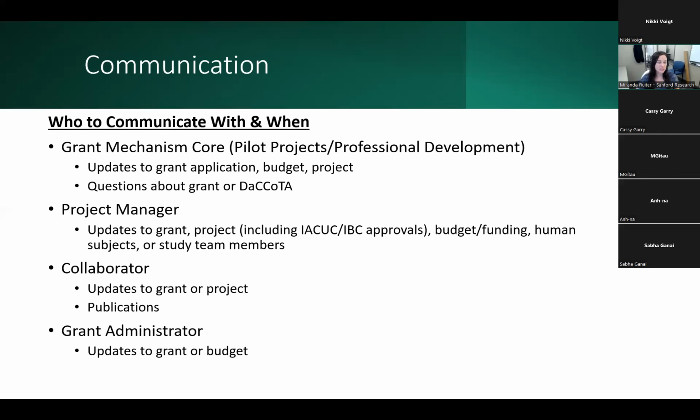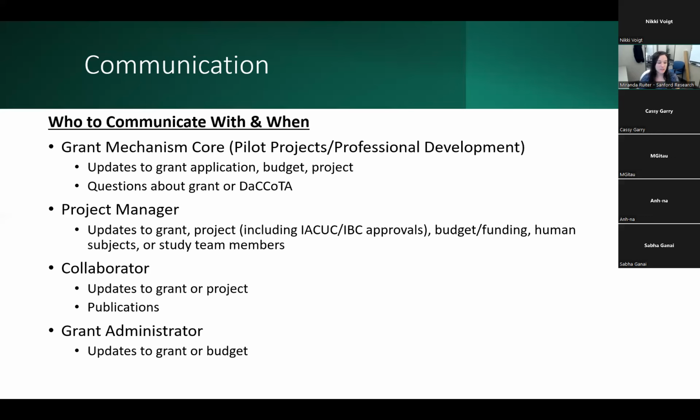Another person to consider communicating with is your project manager. If you have a project manager working with you on your study, being in frequent communication with them is key. So giving them any updates that you have to your grant application or your grant funding or budgeting. If you have any changes to your overall project, so that includes any changes to your approvals or to the workflows, processes, or what you're actually doing within your project. Updating them on anything that changes within your human subjects components, or even telling them if any of your study team members change in any capacity.